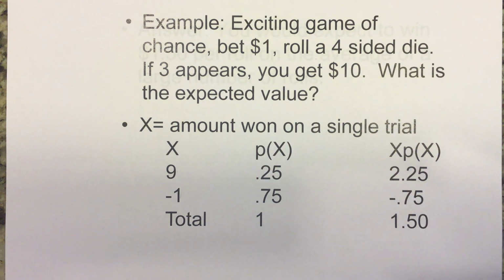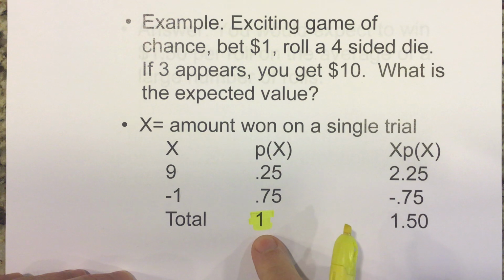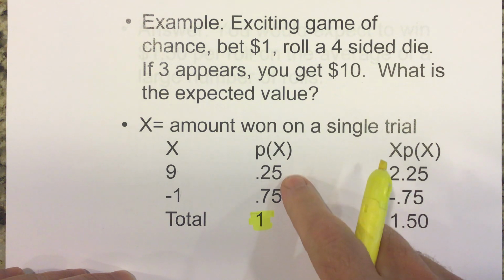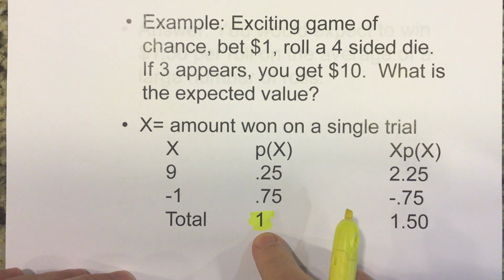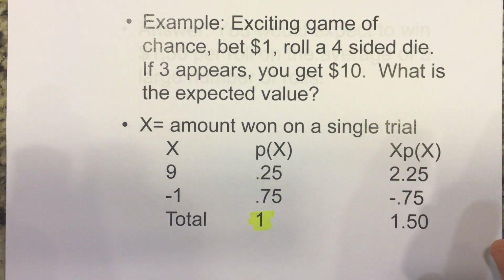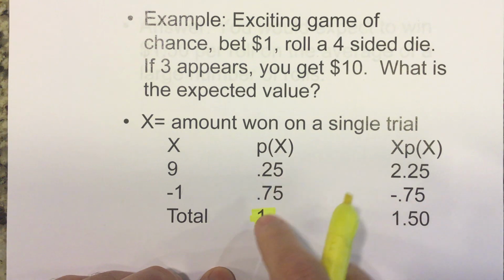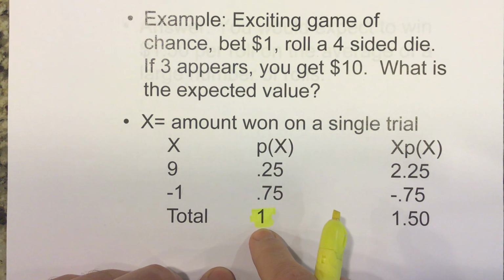And notice what I did here. I made sure that the sum of my probabilities is 1. That's really important because that's where students mess up. If the sum of the probabilities is greater than 1, you've messed up. If the sum of all the probabilities in the column is less than 1, you've left something out, right? So just always double check, make sure the sum of your probabilities equals exactly 1.